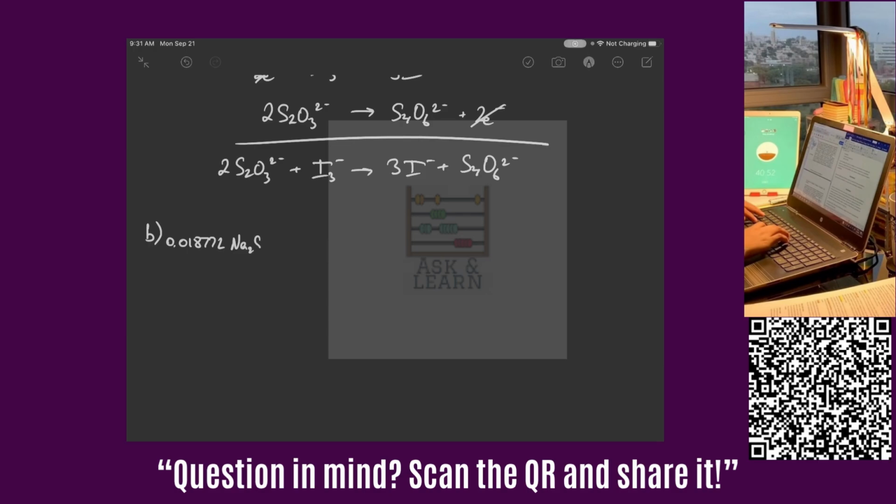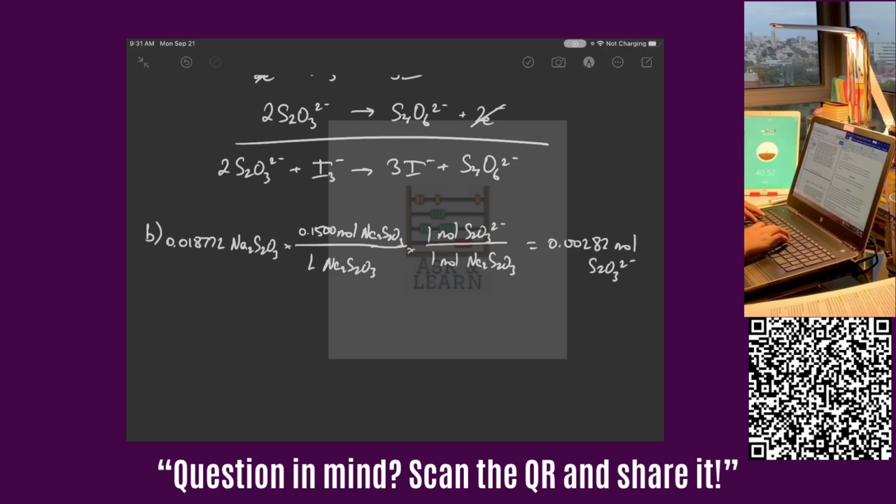0.01877 liters Na2S2O3 times the molarity, 0.1500 moles of Na2S2O3 per liter of Na2S2O3, and 1 mole of Na2S2O3 is equivalent to 1 mole of S2O3 2 minus, and this works out to 0.00282 moles of S2O3 2 minus.